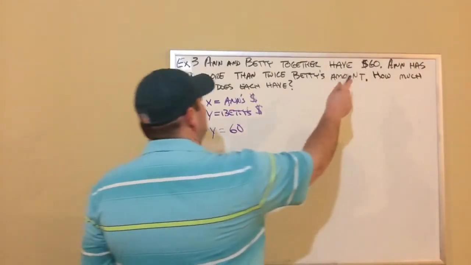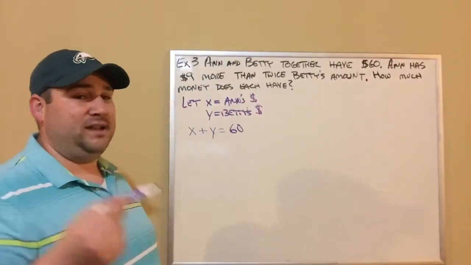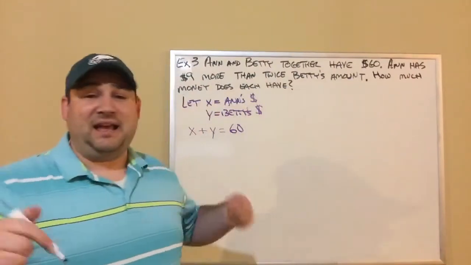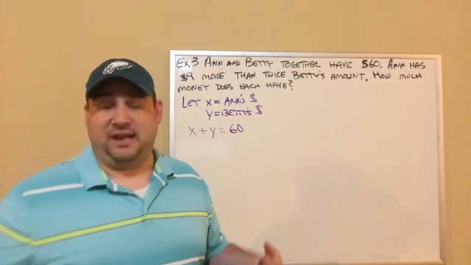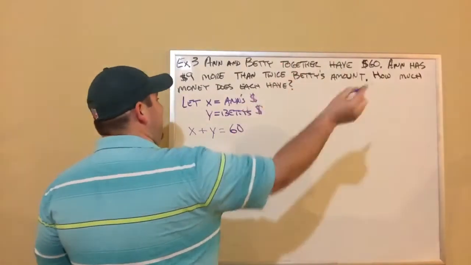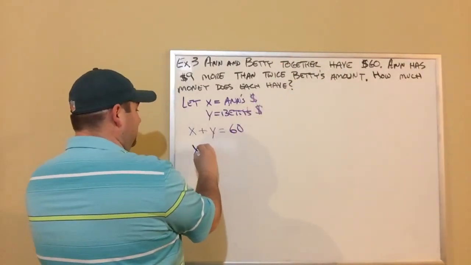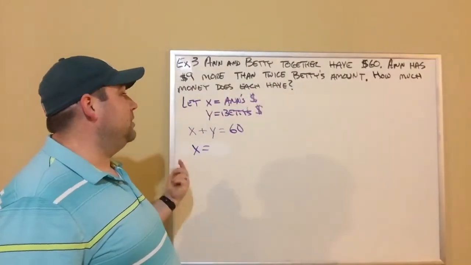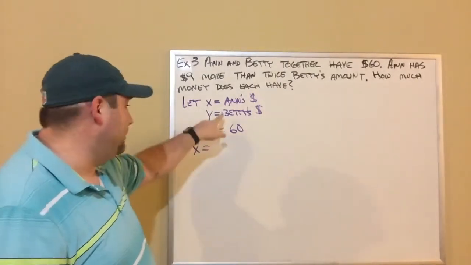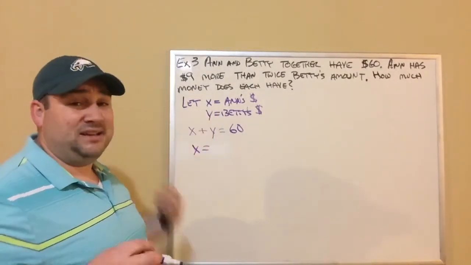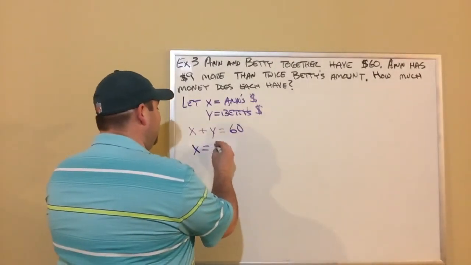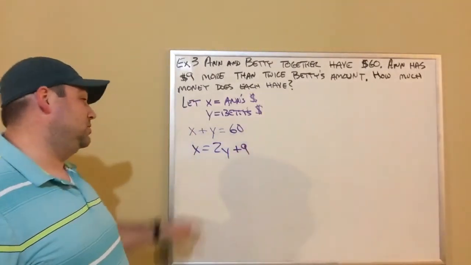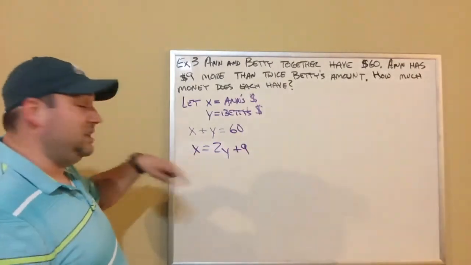So I'm looking at that second sentence: Ann has 9 more than twice Betty's amount. Our first key word here is "Ann has." If I said Ann has $10, you could say Ann equals $10. So if Ann is X, I'm going to say X equals 9 more than twice Betty's amount. Twice Betty's amount, well, Betty's amount is Y, so twice that would be 2Y, and 9 more than that, I have to add 9. So twice Betty's amount plus 9 would equal Ann's amount.